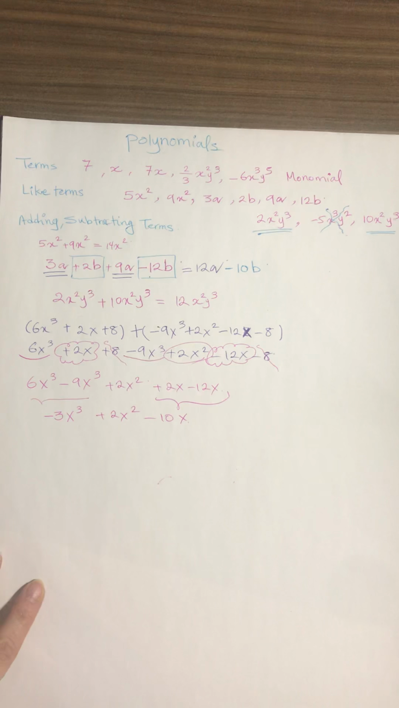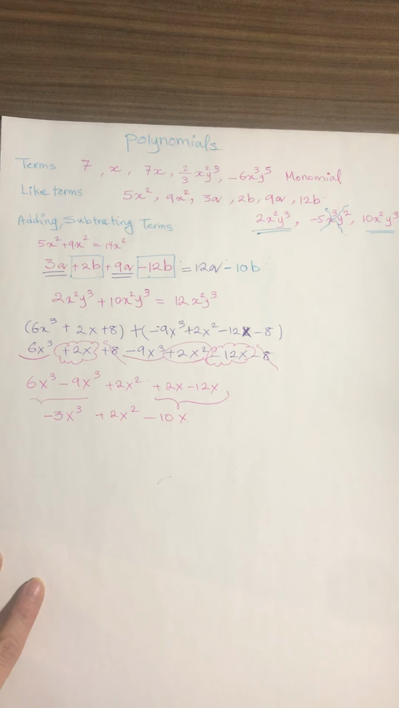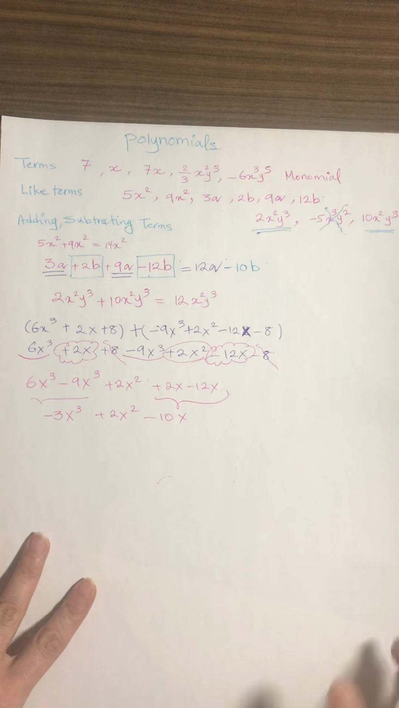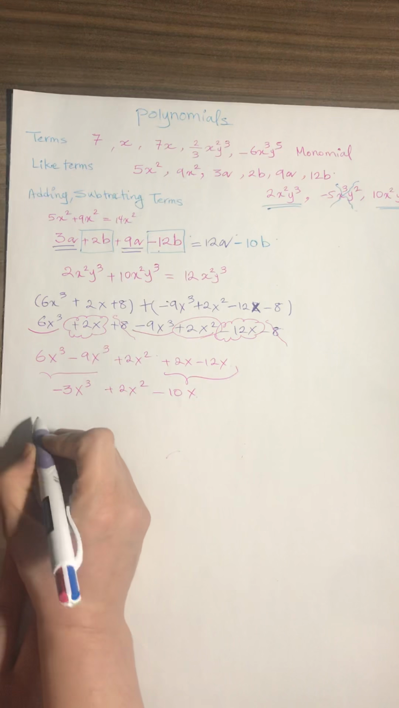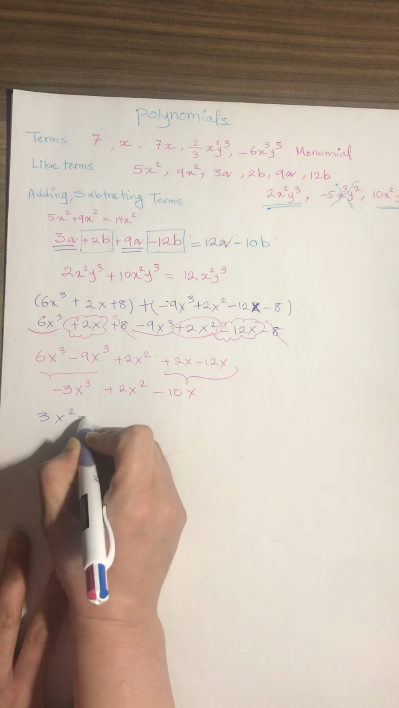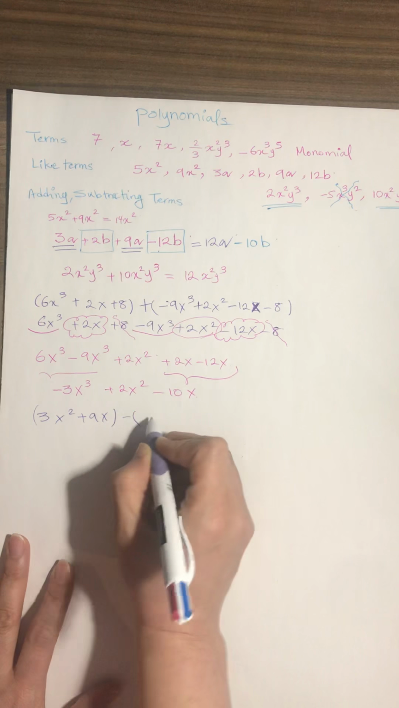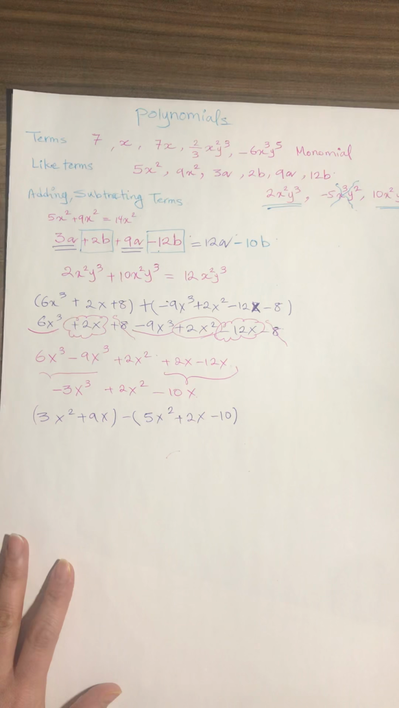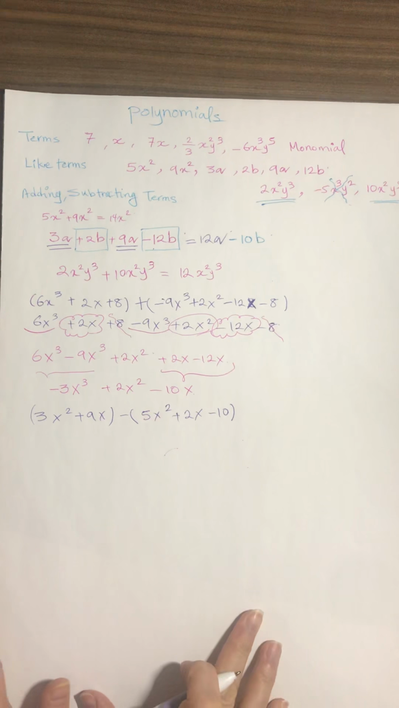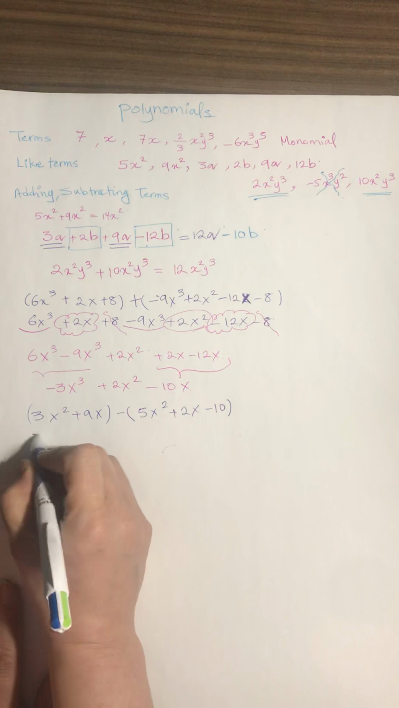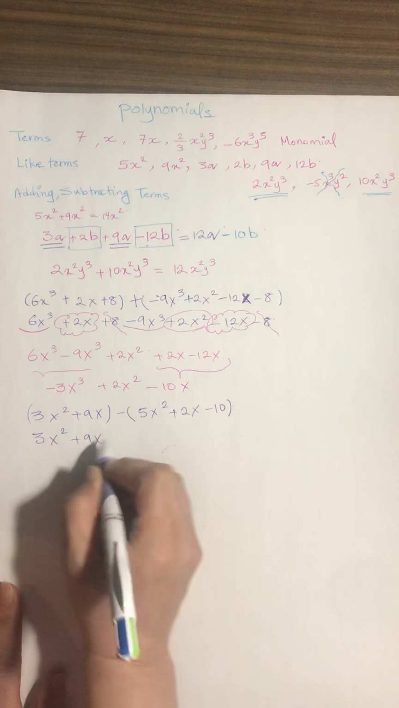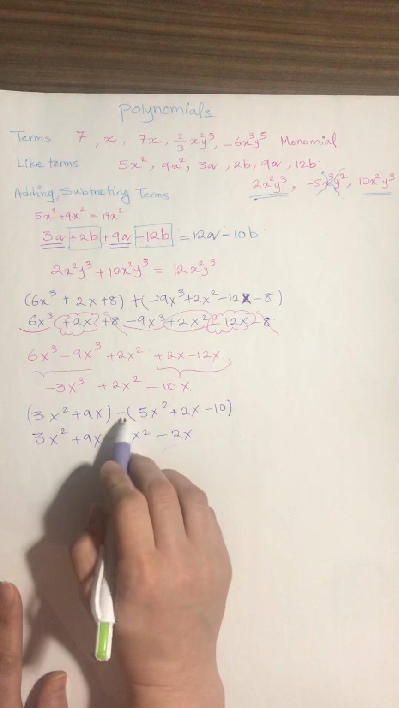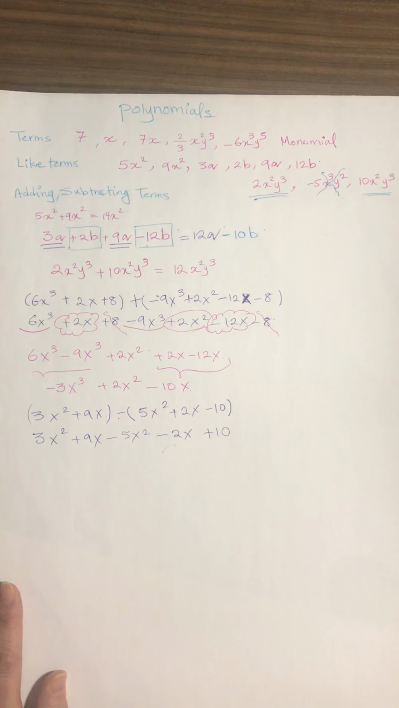Let's do one more example. Maybe this time we should do a little subtraction. Let me find a suitable question for us. How about we do this thing? 3x² plus 9x minus 5x² plus 2x minus 10. Let's do this. What are we going to do for this? Let's get rid of the brackets. 3x² plus 9x minus 5x² minus 2x plus 10.